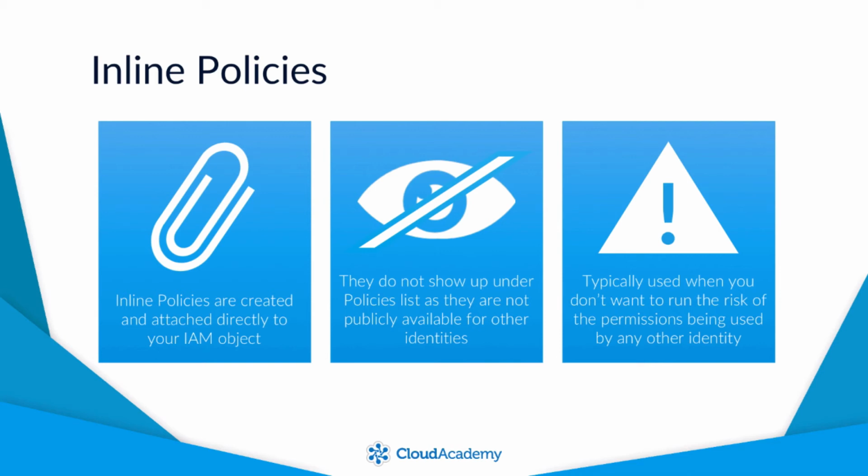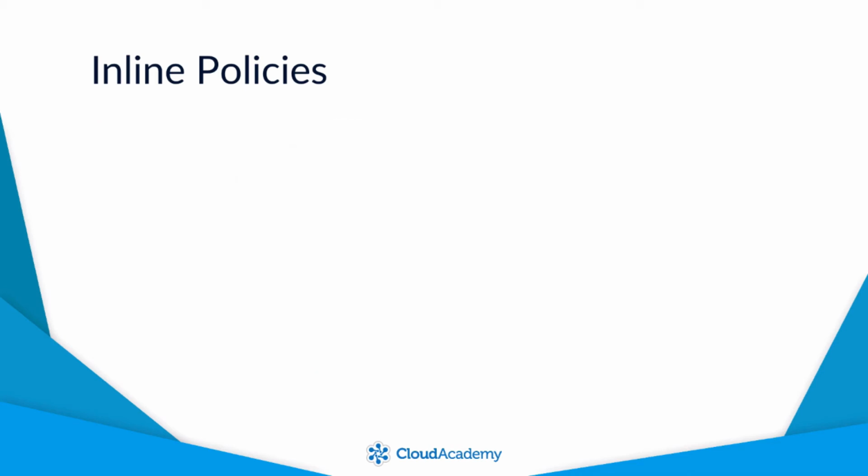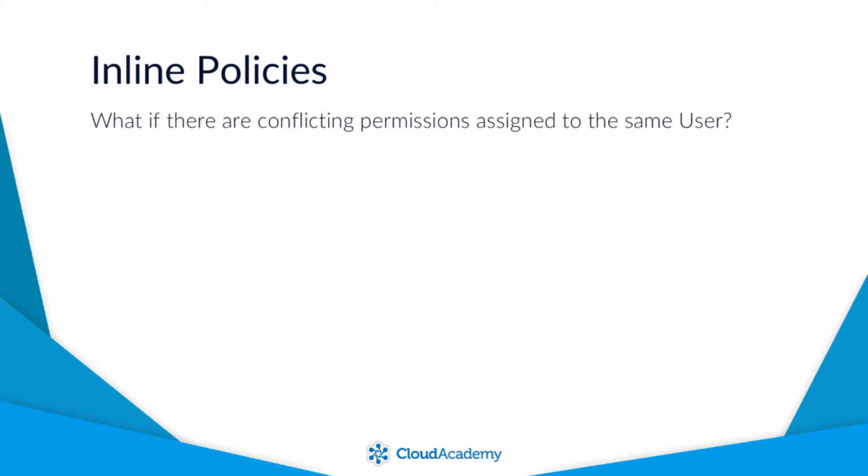With the ability to attach multiple managed and inline policies to an identity object in IAM, what happens when there are conflicting permissions assigned to the same user, for example? The rules for reviewing permissions is very simple and can be summarized as follows.